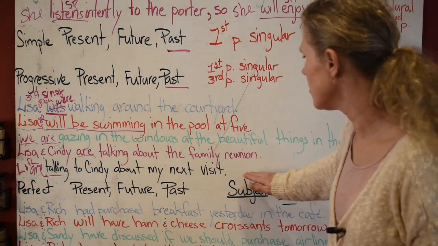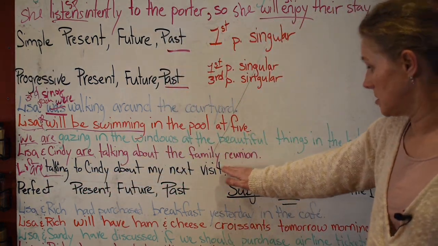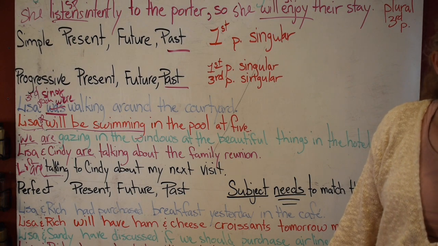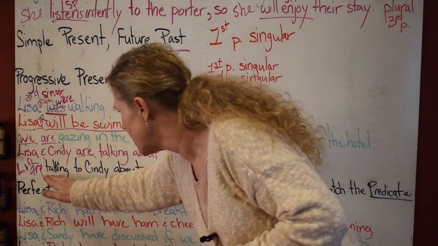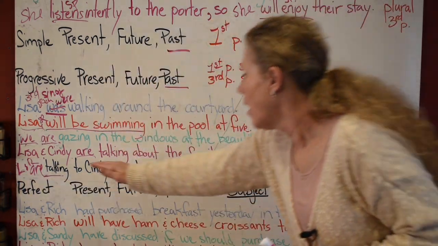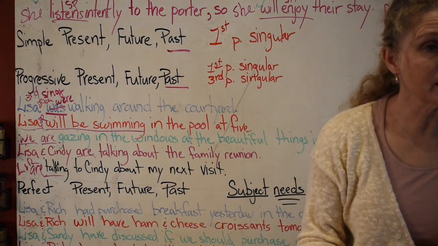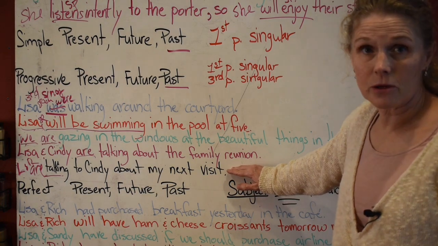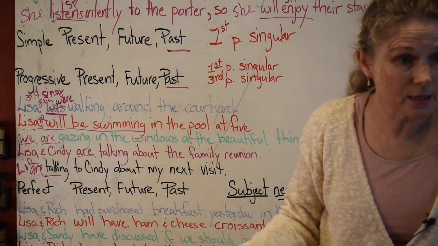Right here, does it matter right here? They're talking to Cindy about my next visit. Does visit need to be plural? No. What needs to agree is your subject and your predicate. Your subject and your predicate need to agree. All of this stuff needs to make sense in the sentence, but this can be singular or it can be plural if I'm talking about more than one visit.